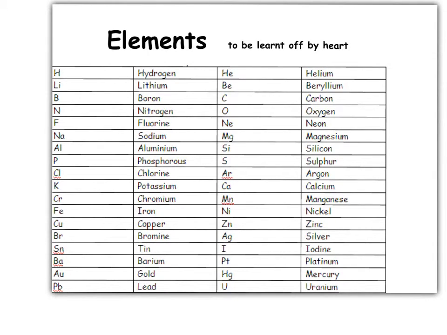So we start off with the first 20 elements, okay, so up to calcium. That shouldn't be very difficult. And then there are selected transition elements and elements further down the periodic table that you need to know. Manganese looks a hell of a lot like magnesium. You need to be careful of that. Potassium is not the same as phosphorus. You need to be careful of that.